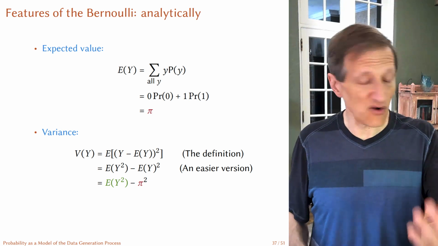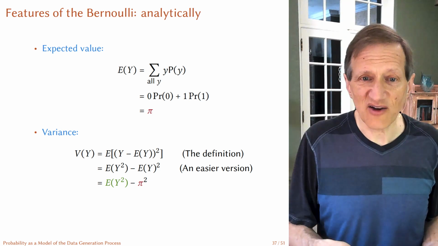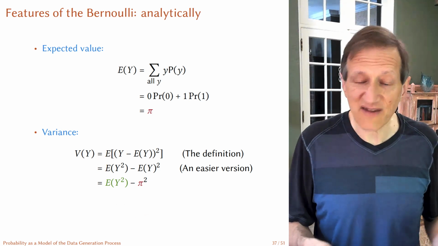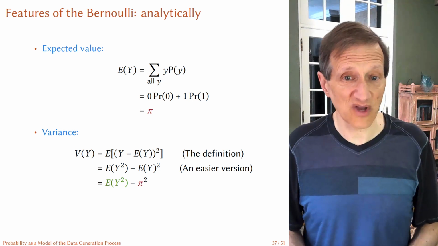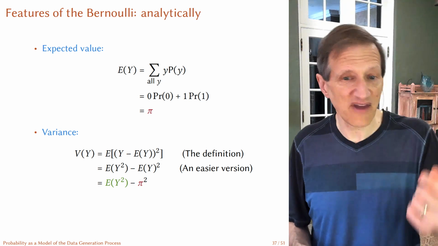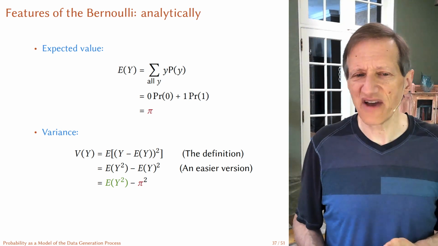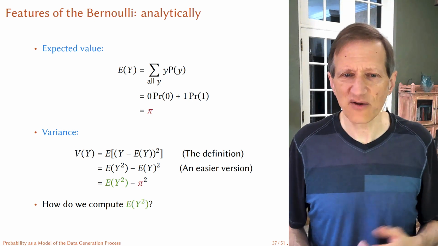And all we have to figure out now is the expected value of y squared. How are we going to do that? Where are we going to get that from? I've given you the rule for the expected value, and now we have the variance except for this one thing. So how do you figure out the expected value of y squared? How do we compute that?